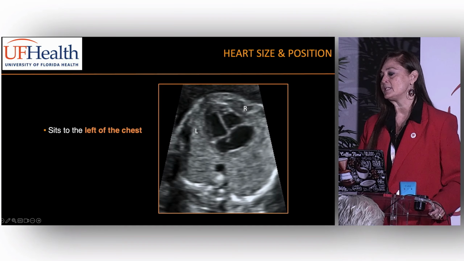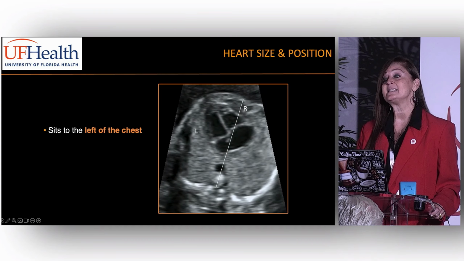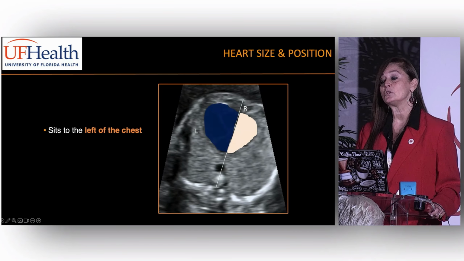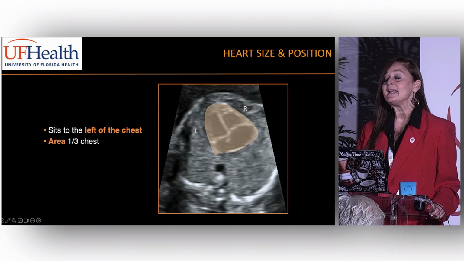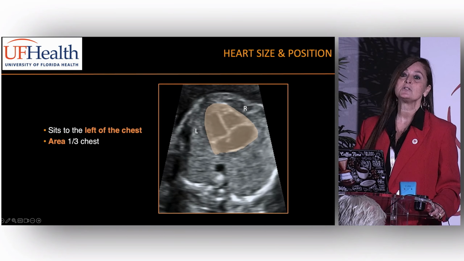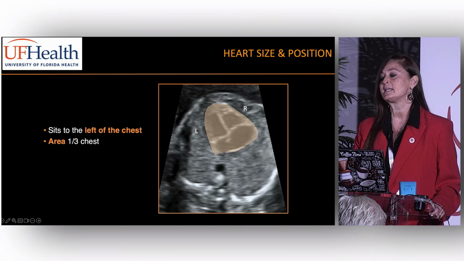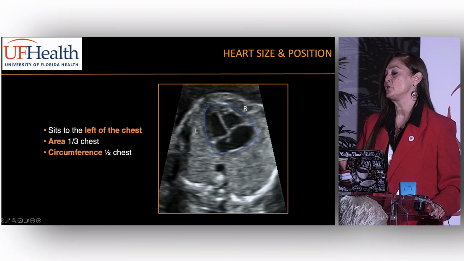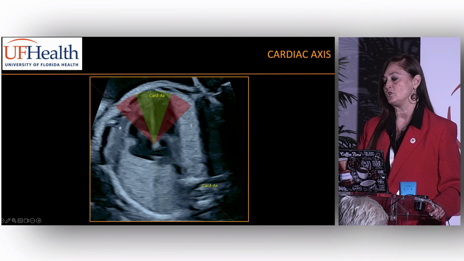So heart size and position, usually the heart, if you bisect the chest, it sits to the left of the chest with a third on the right and 2/3 on the left. You have an area, roughly a third of the chest, so you should be able to fit 3 hearts in that chest. You have a circumference that is half the circumference of the chest in general.